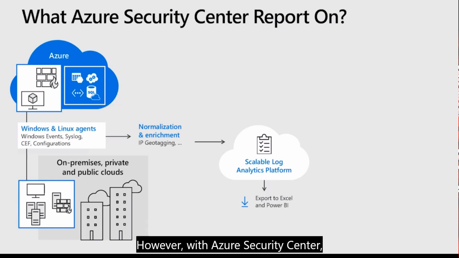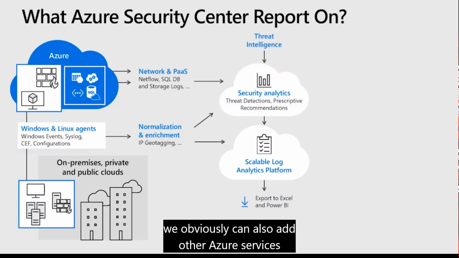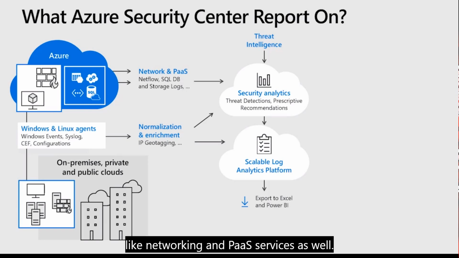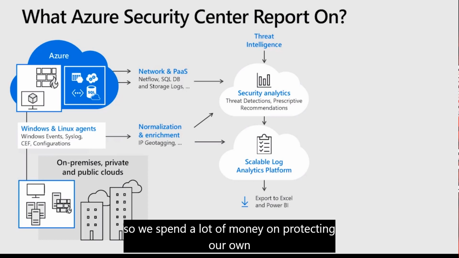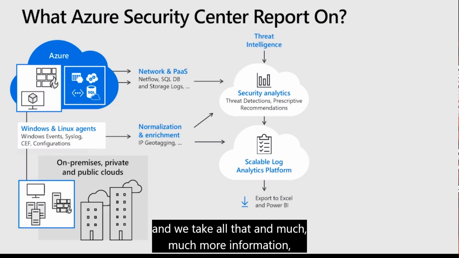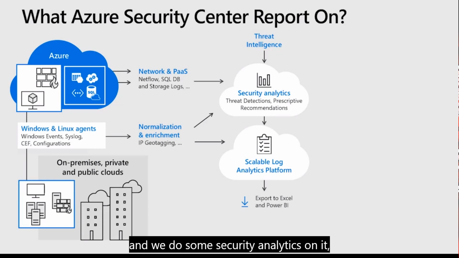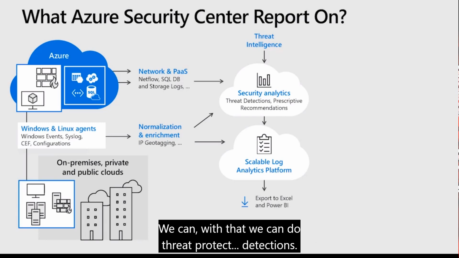However, with Azure Security Center, we add a little bit more to it. So what we do is we obviously can also add other Azure services like networking and PaaS services as well. And then we take advantage of our threat intelligence. So we spend a lot of money on protecting our own cloud services, our services like Xbox Live, Office 365, also Azure, obviously. And we take all that and much more information and we do some security analytics on it. With that, we can then do threat detection.